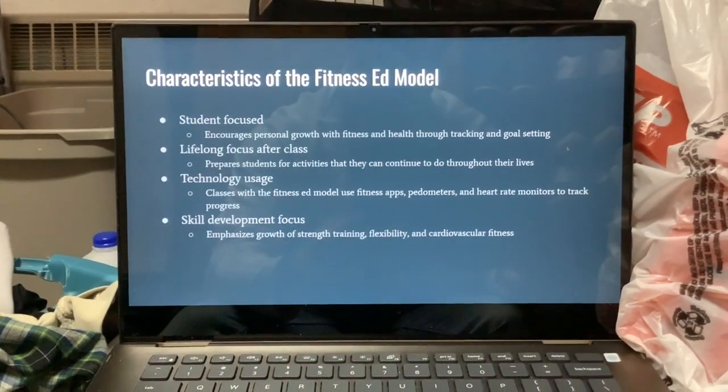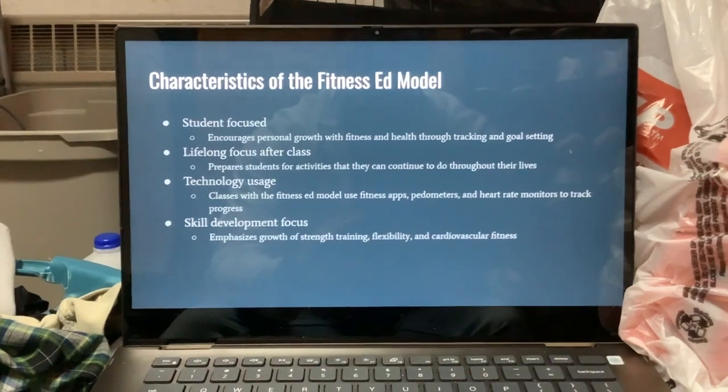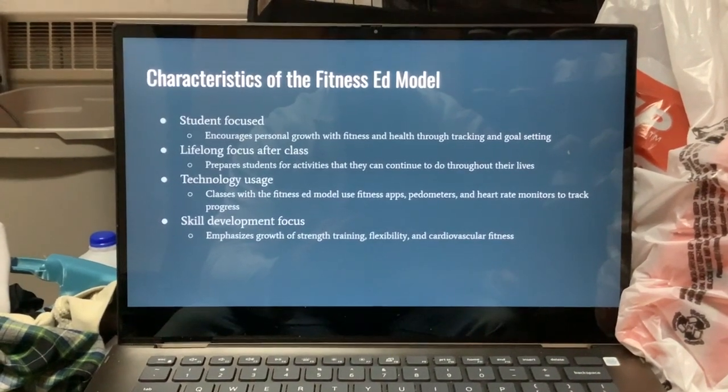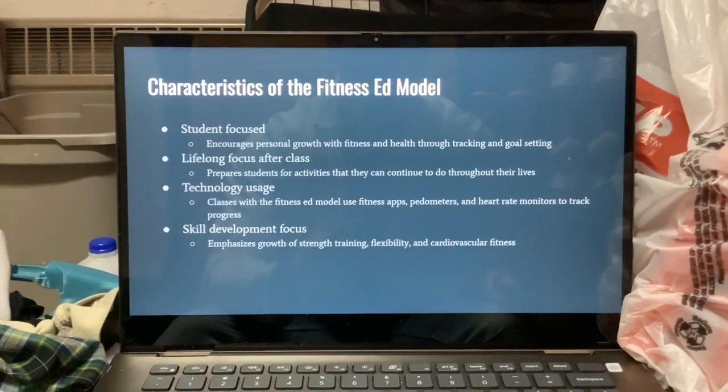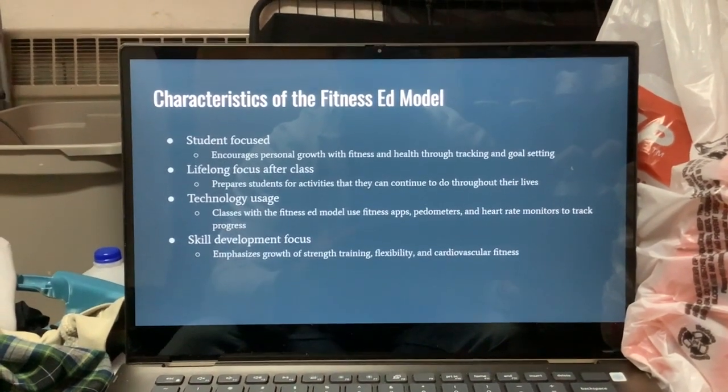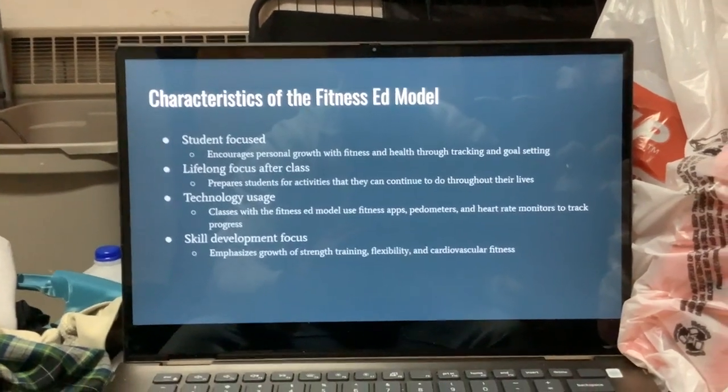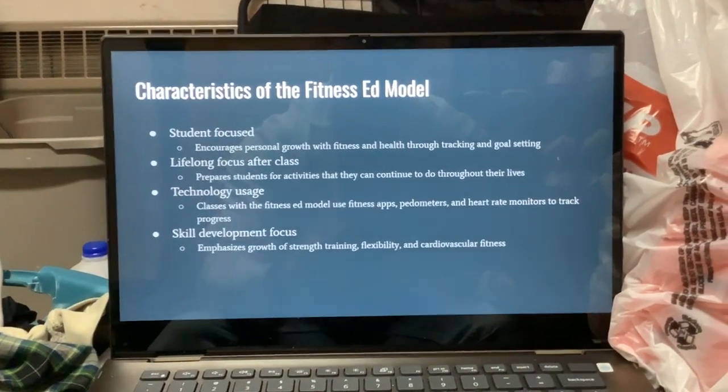One of the goals of it is to create interest in it so that the students enjoy it, because as time goes on, students have a higher chance of consistently doing those activities if they enjoy it rather than if they didn't enjoy it.